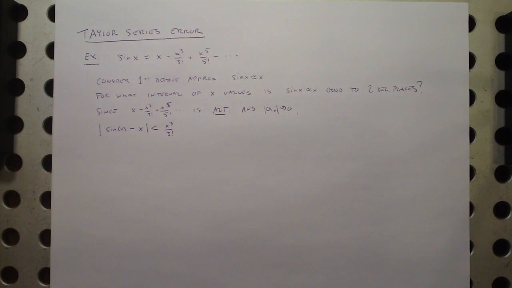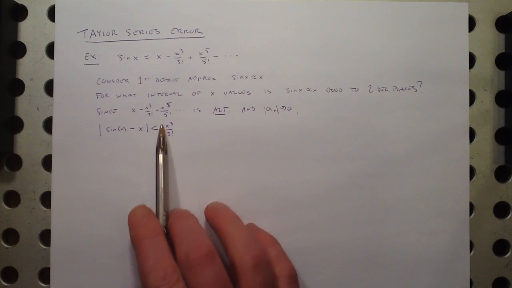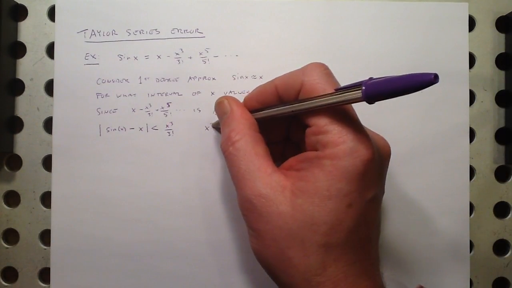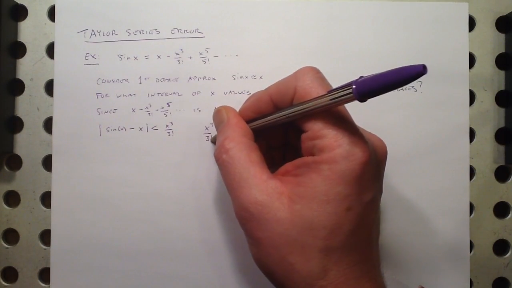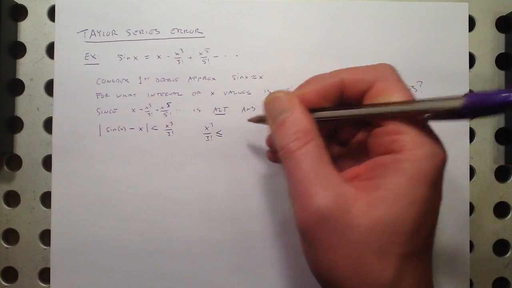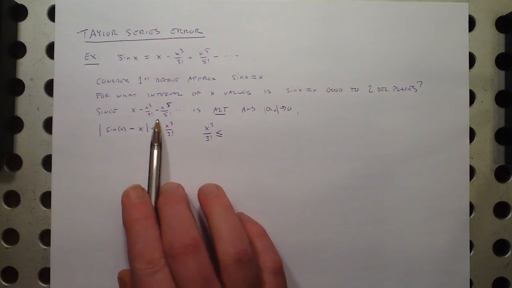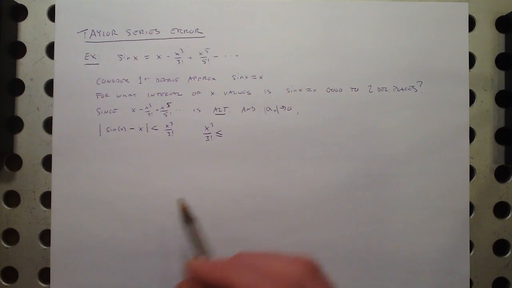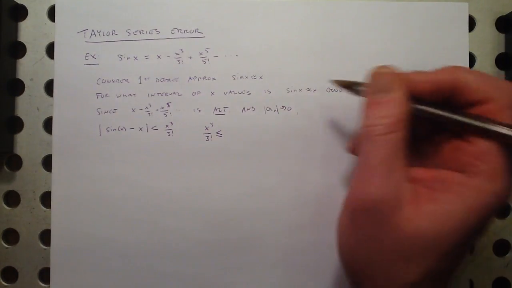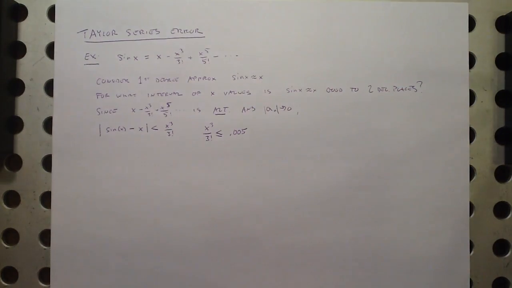So if we want to know for what values of x is this approximation good to 2 decimal places, we basically need to look at this inequality here, x cubed over 3 factorial. We need that to be less than or equal to, because if I put something over here that it's less than or equal to, this is still a strictly less than sign. So that'll still give us less than. Remember, 2 decimal places is 0.005.